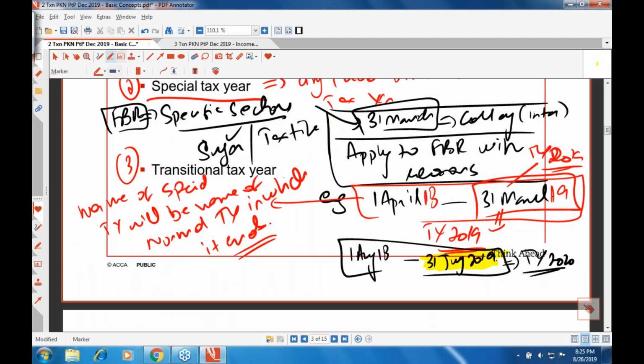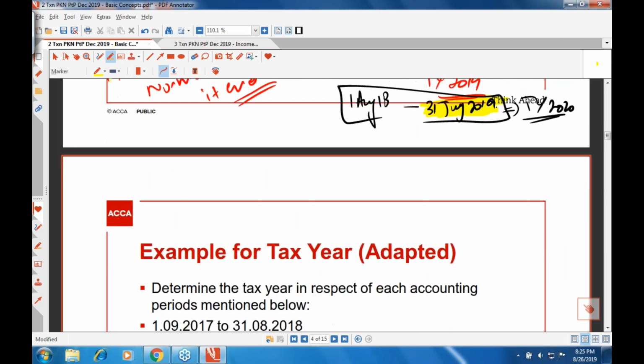Now, what exactly is this transitional tax here? So I'm going to talk about the concept of the transitional tax here. So I'll have to add a few things into it.